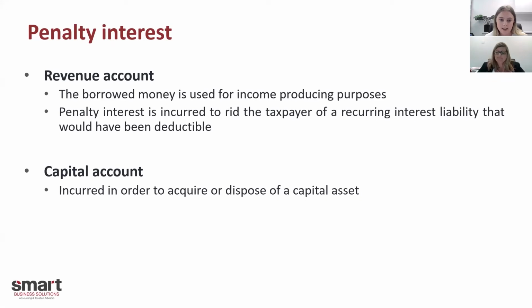Even though a rental property is considered a capital asset, the ATO in this instance will usually say that it's deductible right away, so on revenue account. However, if that refinancing or penalty interest relates to acquiring the rental property or disposing of it, then that would be on capital account, so forming part of most likely your cost base, for instance.